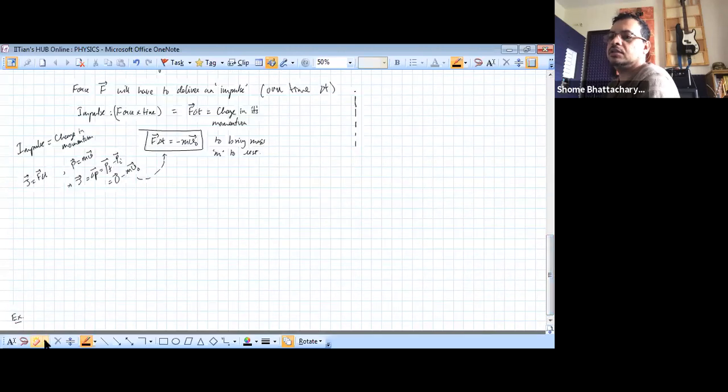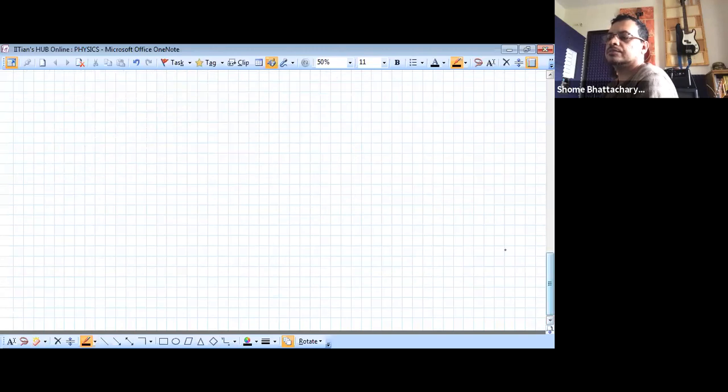So the whole point here is that in order to change the state of motion, force needs to act, or force needs to deliver impulse. So let's understand this with another example.